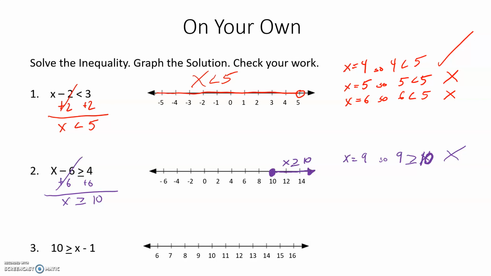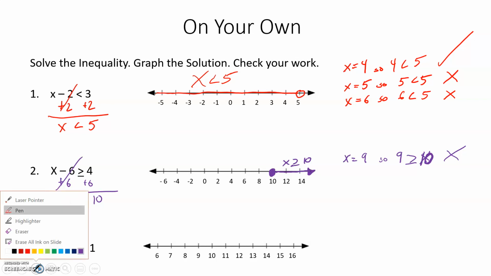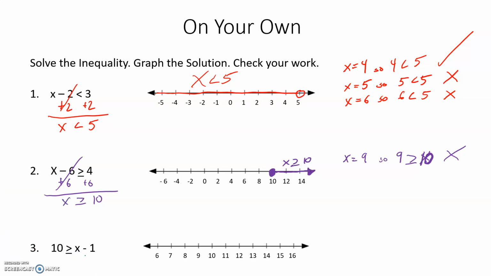All right, number 3. This is on the other side, the variable is on the other side of the inequality, but that's fine. I can flip it around if I want to, or I can just follow the same rules. So I'm going to add 1 to both sides, and I'm going to do this over here. So 10 is greater than or equal to x minus 1.